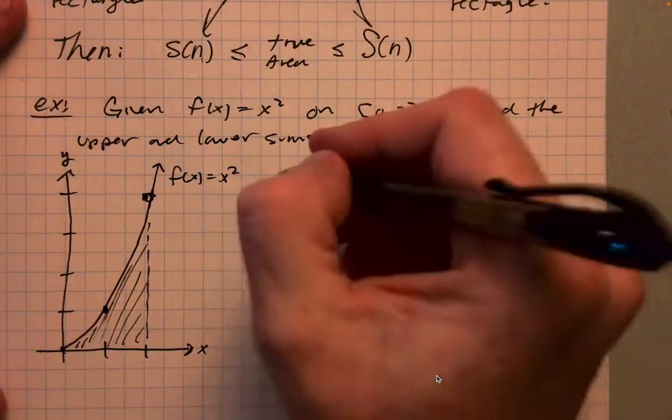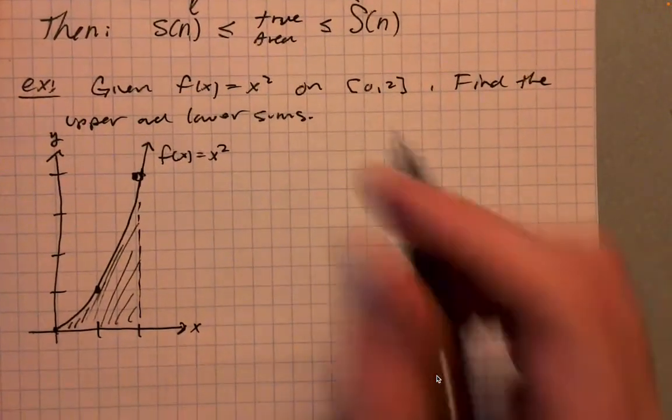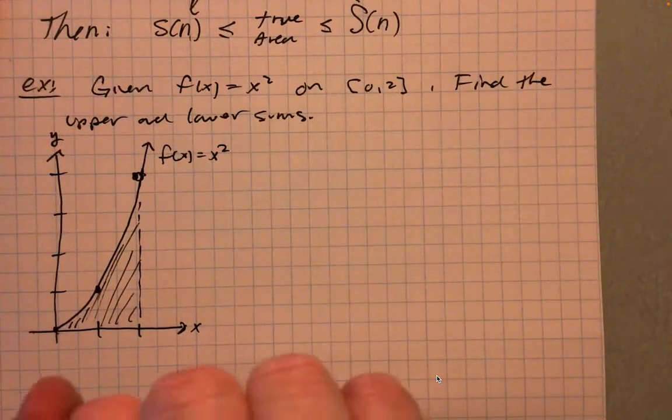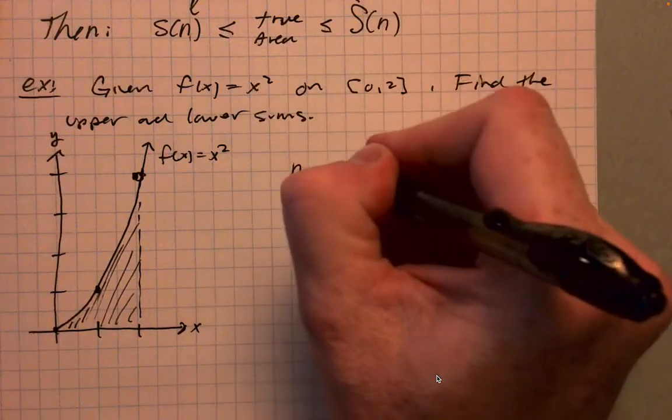Okay, so kind of go through the steps here, make sure we can follow this. We want to partition the interval into n subintervals.